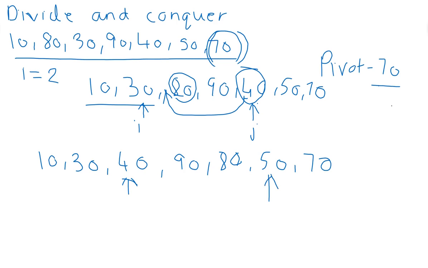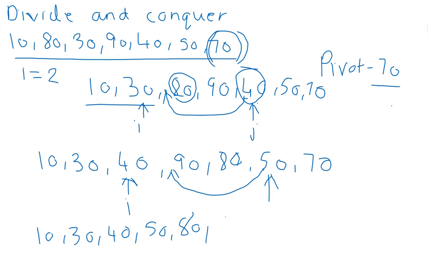50 is less than or equal to 70? Yes, of course. So I need to move this 50 here. I'm going to increment i, and then swap 50 and 90. That will give me 10, 30, 40, 50, 80, 90, and 70. Now my j is here and my i is here.